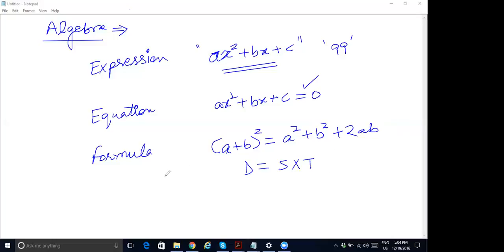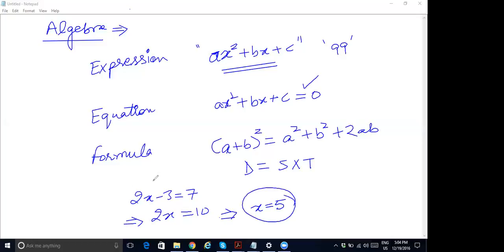When we compare this with an equation, for example, we have an equation 2x minus 3 is equal to 7. If we have to solve this equation, we can take 3 on the other side. We will say 2x is equal to 10, or x is equal to 5. Now, a formula is a universal truth. It is true for every value, but an equation is true only for specific values. For example, this equation 2x minus 3 is equal to 7 is true only for x is equal to 5. For any other value of x, this will not be true.